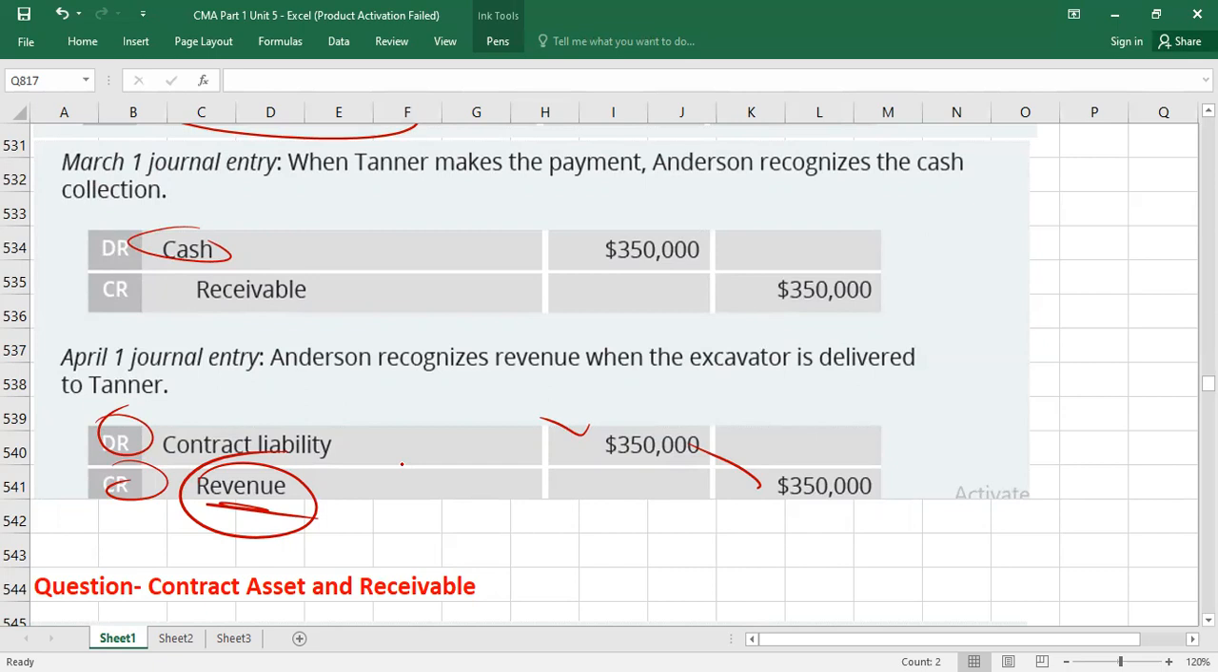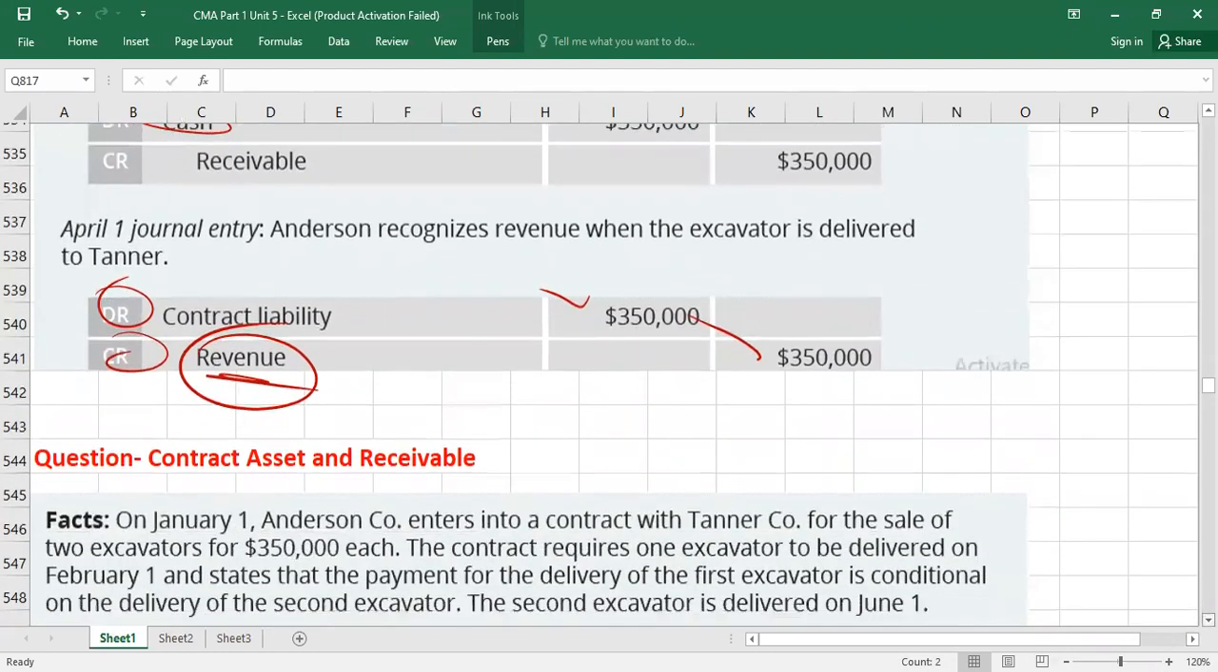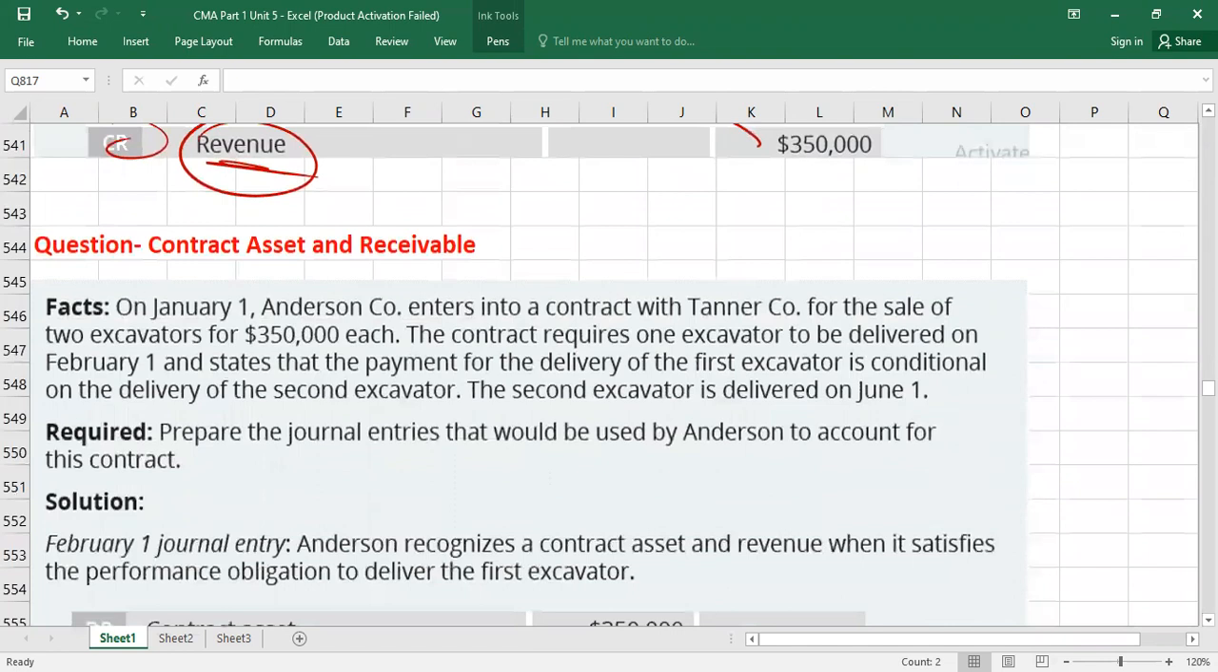So here there was no condition. It was unconditional payments, right? We agreed that you will make payments on February 1. But now if you look at the second example, there will be a condition. Whenever there is a condition, you will not debit receivables. You will debit contract asset. Receivable is an unconditional right, and contract asset is a conditional right.